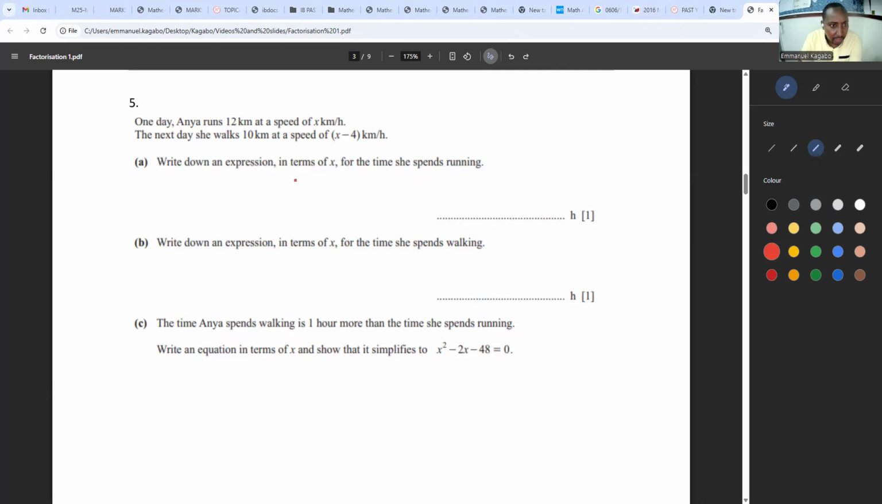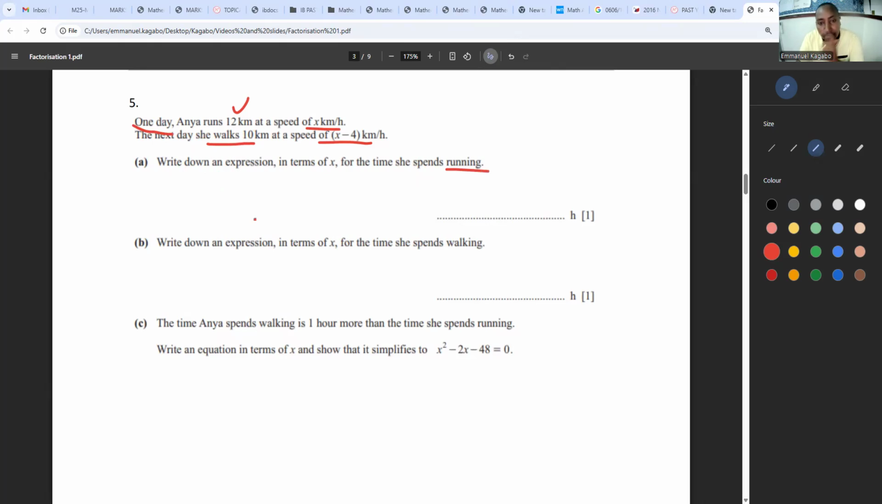So this is a very good question. One day, the distance traveled is 12 kilometers and then the speed is that, okay? Next day, someone walks 10 kilometers and the speed was that. Keywords are very important whenever you're doing questions. Make sure you underline keywords. Write down an expression in terms of x for the time she spent running.